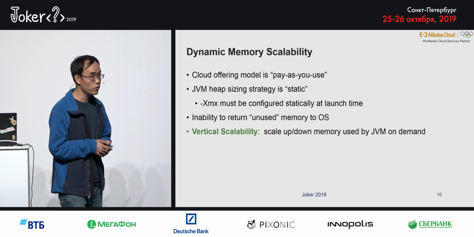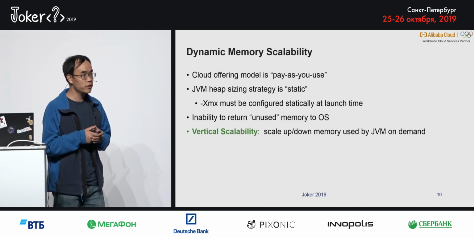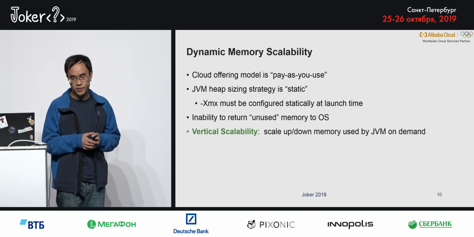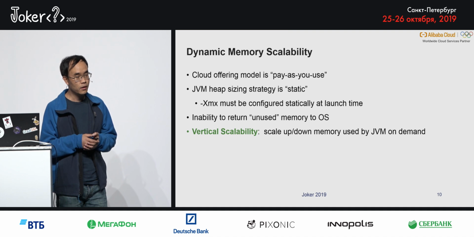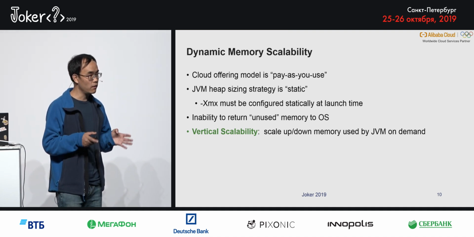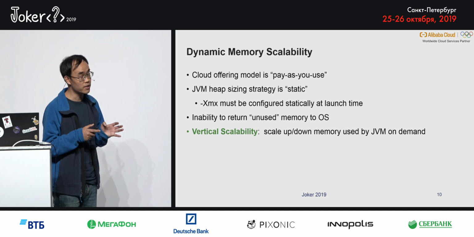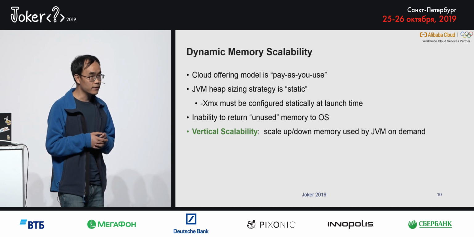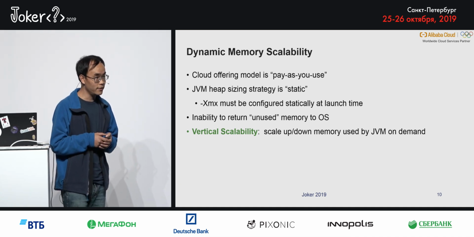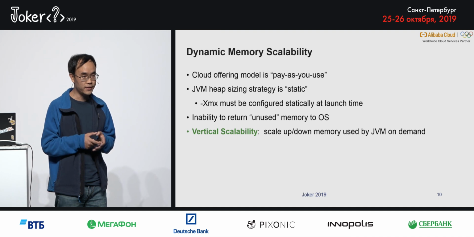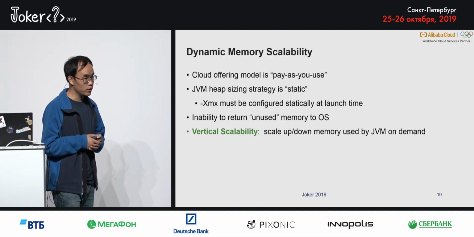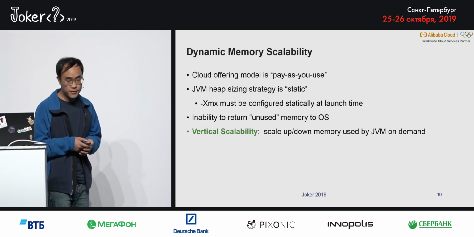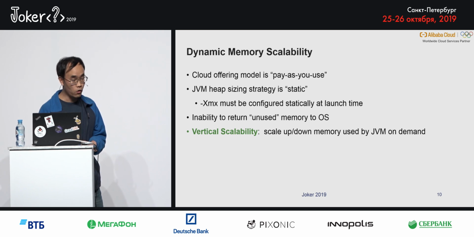For example, by estimation in an extreme case, you need to set the maximum heap size when you launch your program. Then at runtime, you cannot change the maximum heap size, even if you don't use it, right? So that's a problem. And as I mentioned, the current implementation of OpenJDK does not have the ability to return unused memory to the OS. So this is something we call vertical scalability.